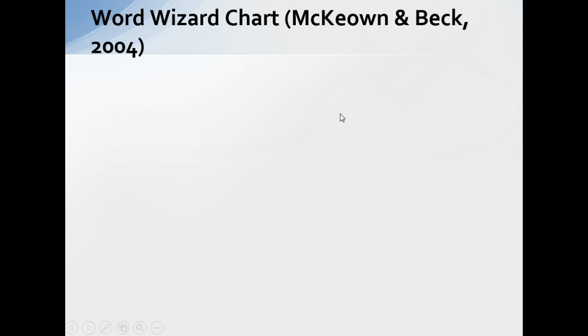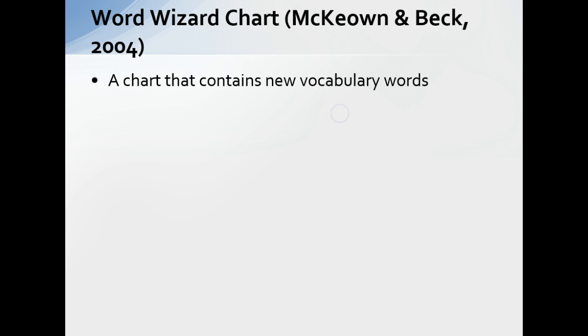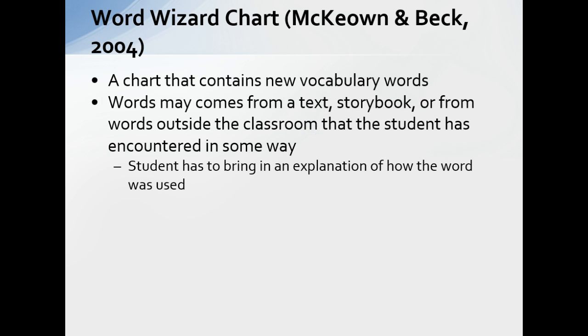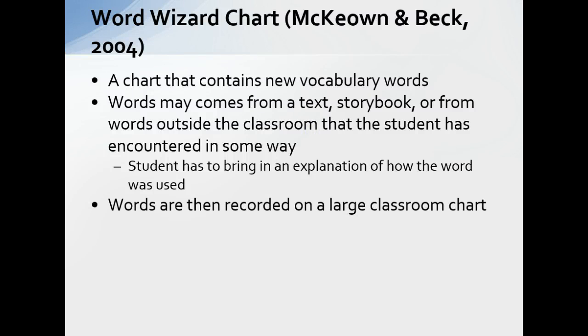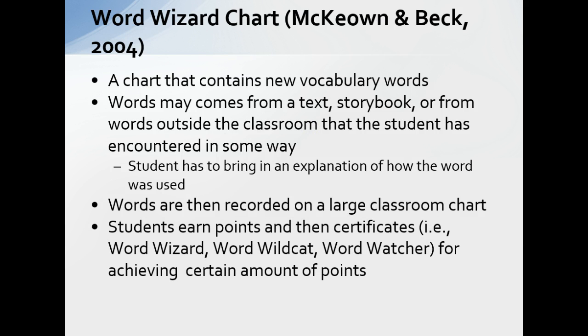Then we have something called a word wizard chart. And this is a chart that contains new vocabulary words. Words may come from a text, a storybook, or from words outside the class that the student has encountered in some way. And the student has to bring in an explanation of how the word was used. Words are then recorded on a large classroom chart somewhere in the room, and students earn points and then certificates.